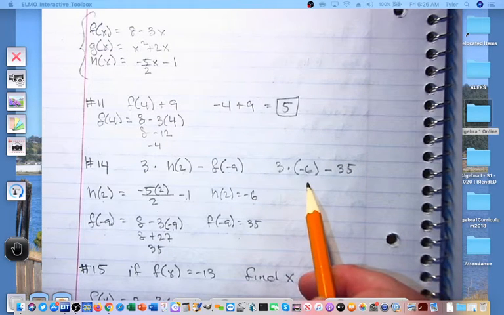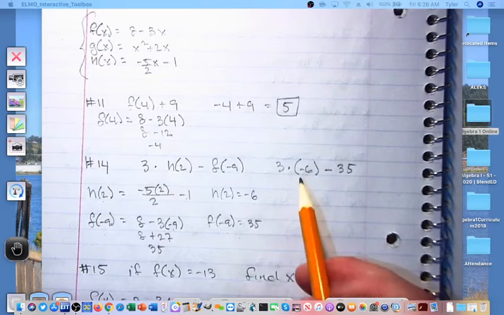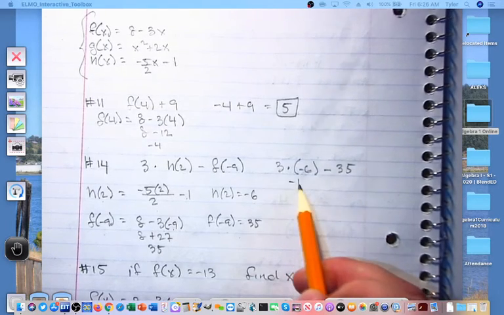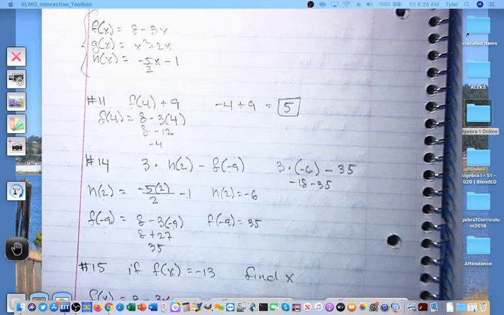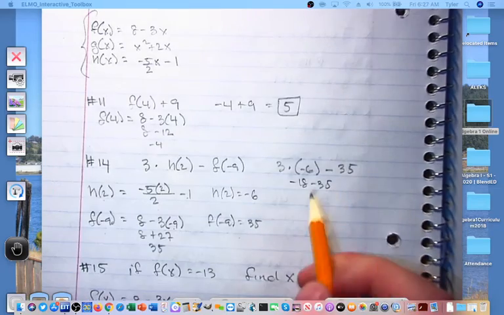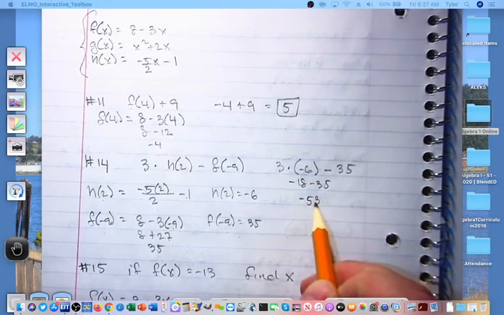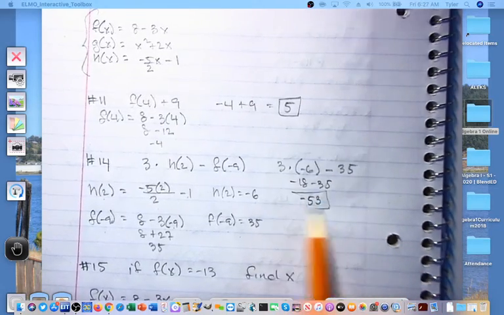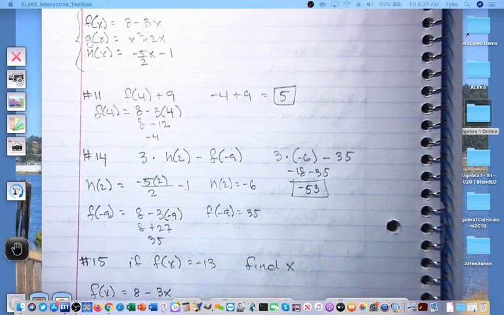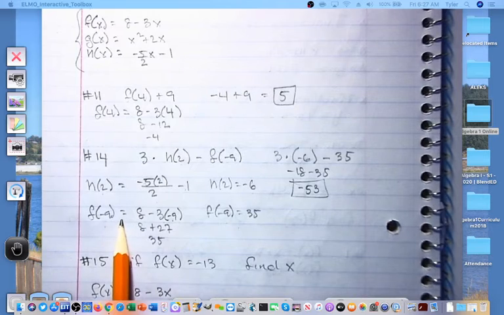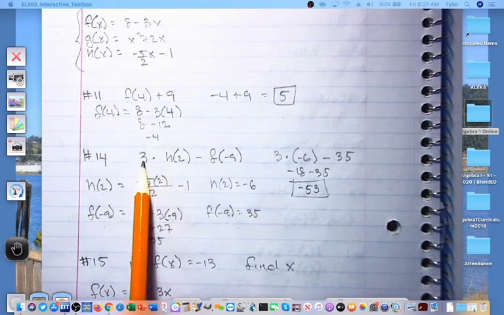3 times negative 6 is going to be negative 18, minus 35, and negative 18 minus 35 is going to give me a negative 53. So there's my final solution. There's a couple of different parts to solving this. Solve for each function, then substitute those values in and solve the original equation.